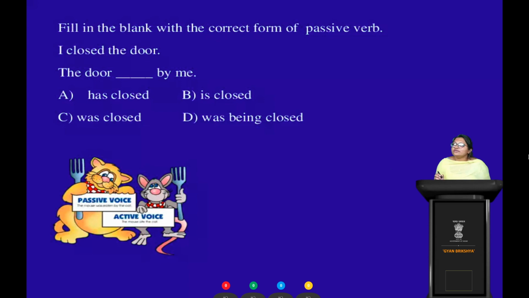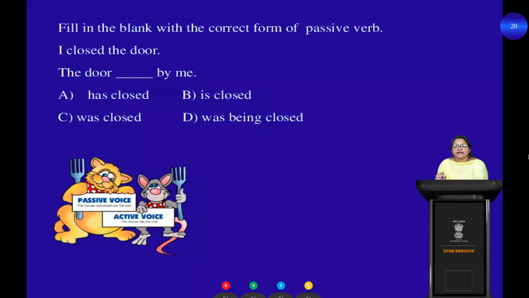Now the passive voice: the door dash by me. So a passive voice sentence is given as well, but it has a blank. That is, the passive verb is missing. Out of the four options given to you, which one is the correct passive verb for this sentence? Four options are in front of you, right? Your time starts now. Now give me your responses. The door dash by me, right?